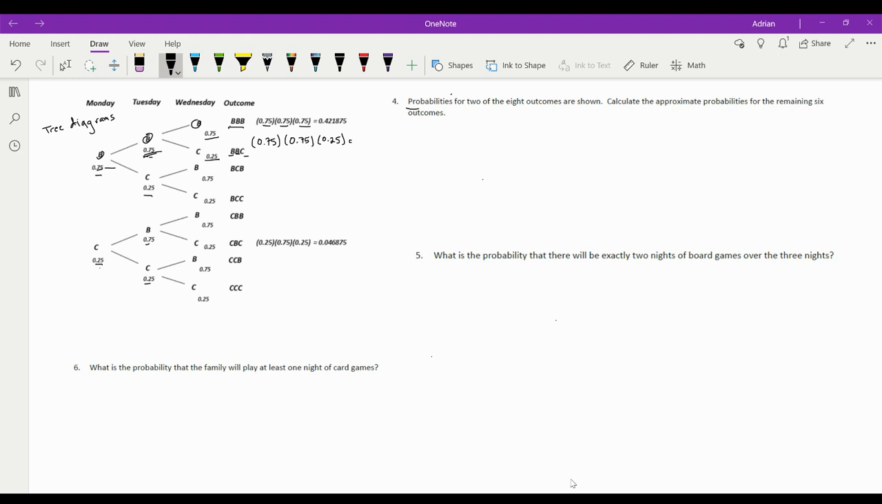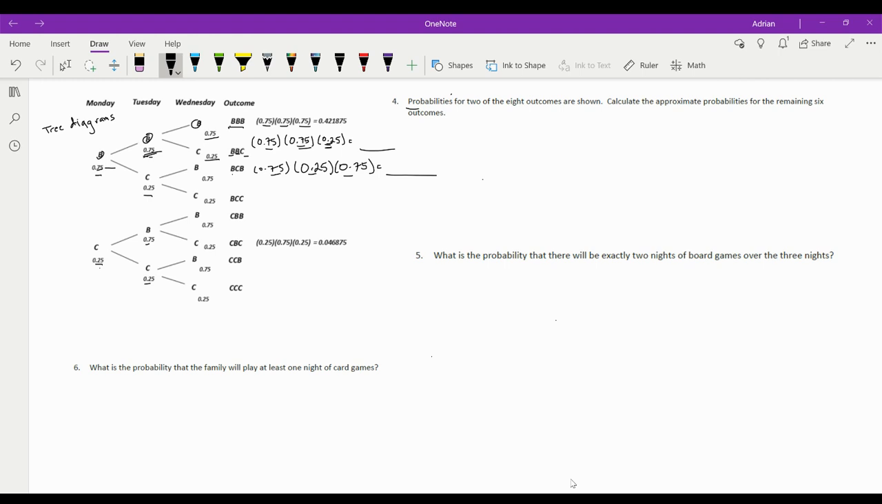Okay, now let's go over B, C, B. B is 75% times C, 0.25, times another 75%. So you notice we're going to multiply by the same numbers here. Do we need a calculator? Probably, but if you already figured out this one, you figured out this one already because it's just one of these numbers switched, which is called the commutative property. So it's just 3 numbers being multiplied, and it doesn't matter which order.